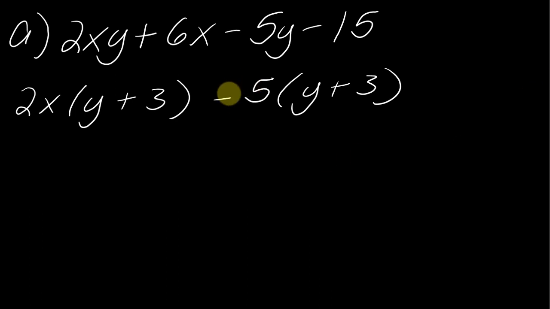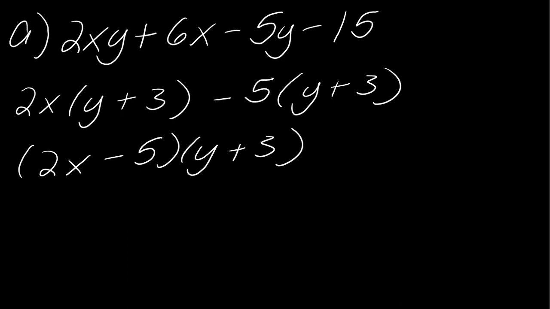So notice, since I factored out a negative here, this sign needs to flip as shown. Okay, and then I can finish this as 2x minus 5 times y plus 3. And so there you go.